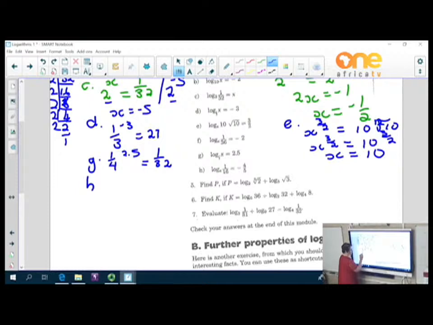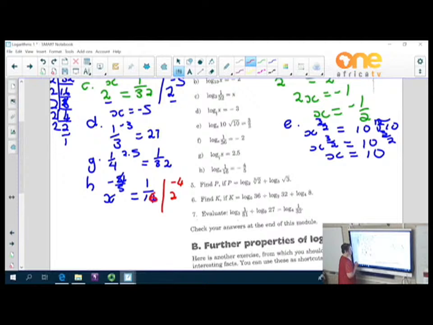Number H is then x to the power of negative 4 over 5 is equal to 1 over 16. This one is 4 over 5. So I will change 1 over 16 to be 2 to the power of negative 4. 2 to the power of negative 4, or 4 to the power of negative 2. You can also use that.